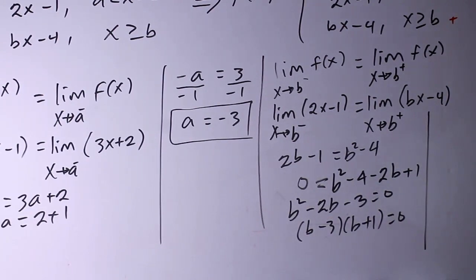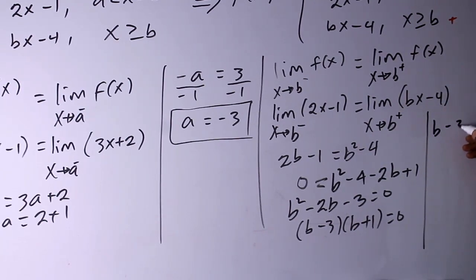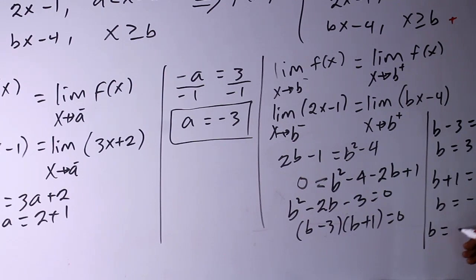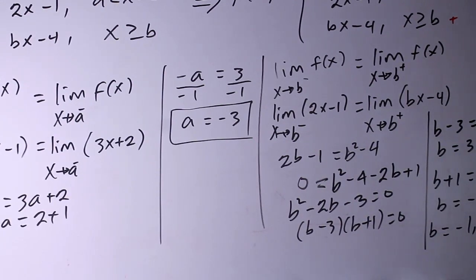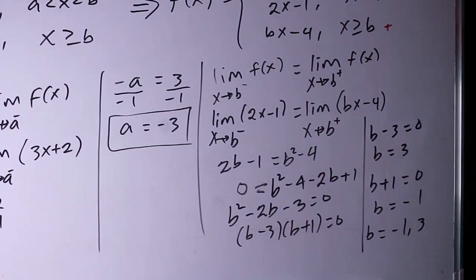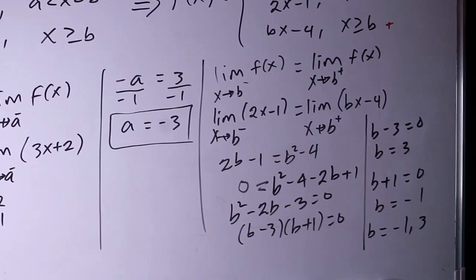So to solve b, we have to use the zero product property. That says that we should let each of these things equal to 0. So b minus 3 equals 0, in which case b is equal to 3, or b plus 1 equals 0, in which case b is equal to negative 1. So a is equal to negative 3, b is negative 1 and 3. So a has one value and b has two values. That is it. B minus 3 equals 0, b is equal to 3, b plus 1 equals 0, b is equal to negative 1, and then you have that.